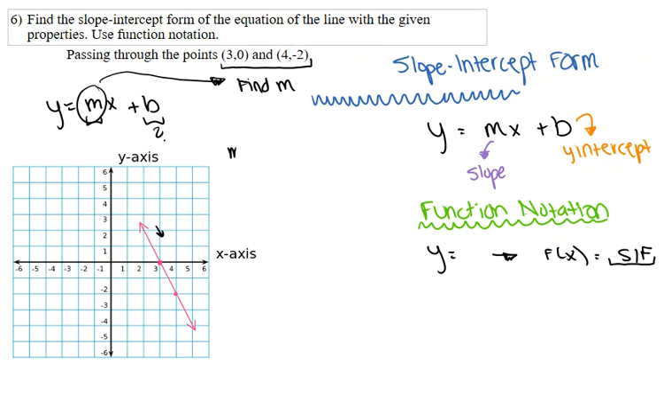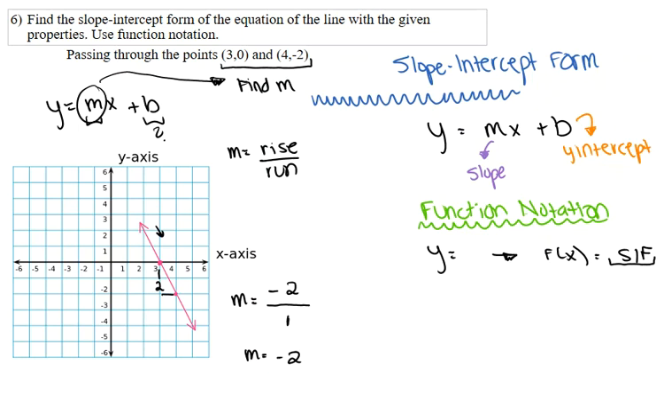Remember that slope is the same thing as rise over run. Looking at this, we can see that our slope goes down 2, which is negative, and it goes over 1. So m is equal to negative 2.